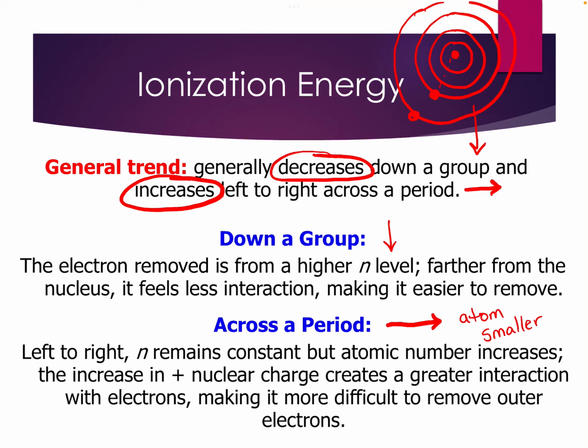If an atom is really big, that means it has a low ionization energy because it's easy to remove an electron that's really far from the nucleus. But if that atom is really small, then that electron is being bound really tightly to the nucleus, making it really hard to remove. So you can think about ionization energy being inversely related to atom size.